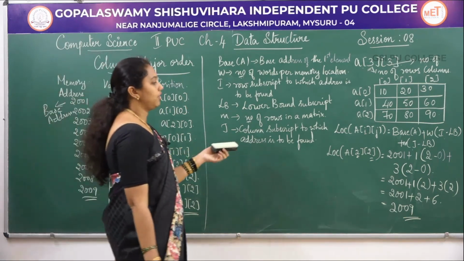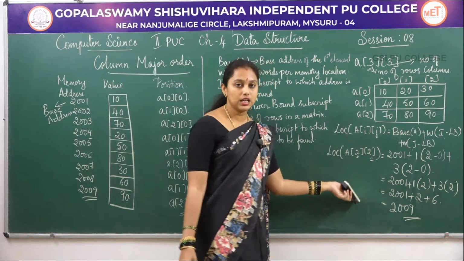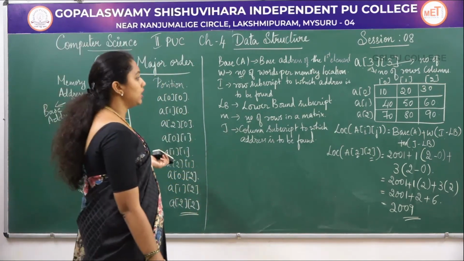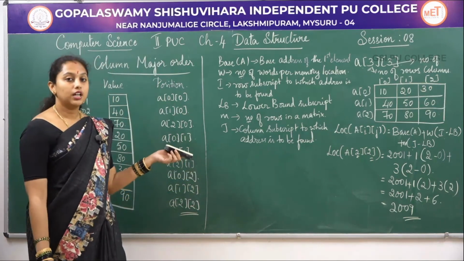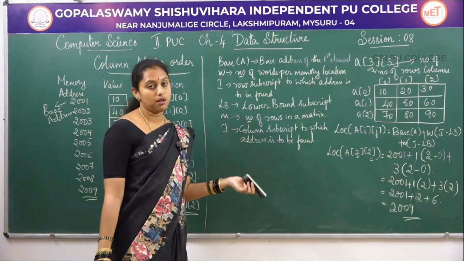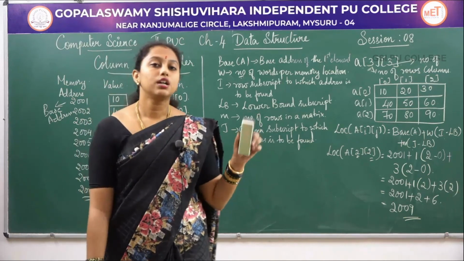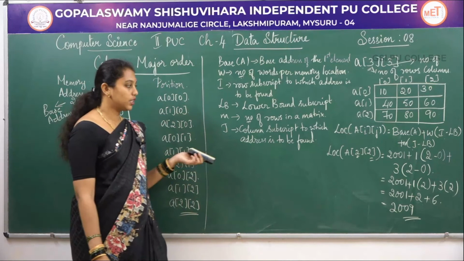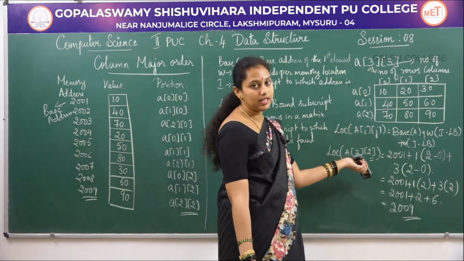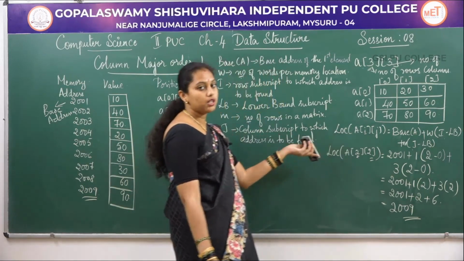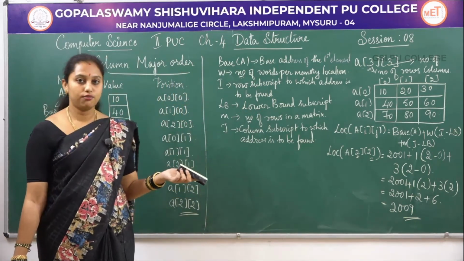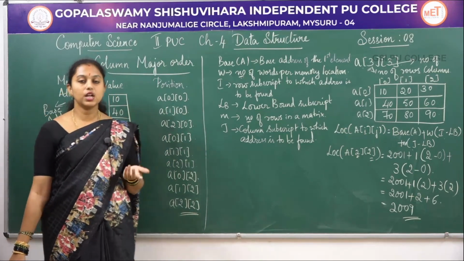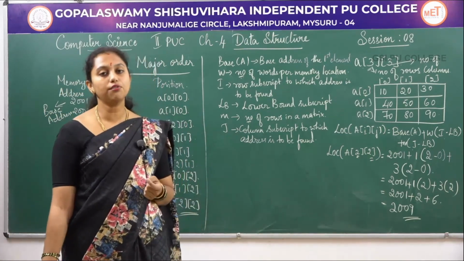This type of problem you will get for 3 marks. You can expect questions like give the memory representation of a 2-dimensional array for 3 marks. In that case you have to write both row major as well as column major order. Sometimes they will ask you to find the memory address of any element like this using the row major formula or column major formula. Next, let us see the advantages, disadvantages and applications of arrays.